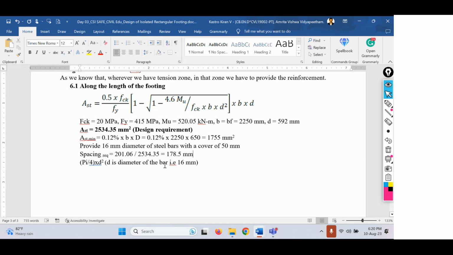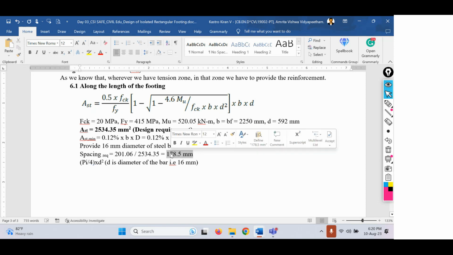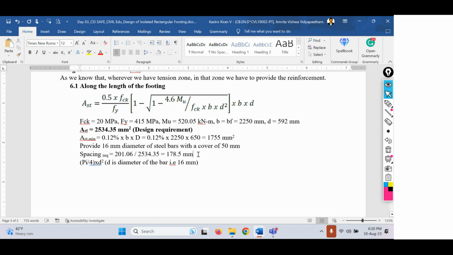So we don't provide exactly the same spacing. Usually, whatever spacing value we get, we will reduce it. Instead of increasing the spacing value, we will consider a reduction in the spacing value. Let's say I'll provide the spacing as 150 mm, center to center spacing along the width of the foundation. Along the width of the foundation or footing, you can say either.